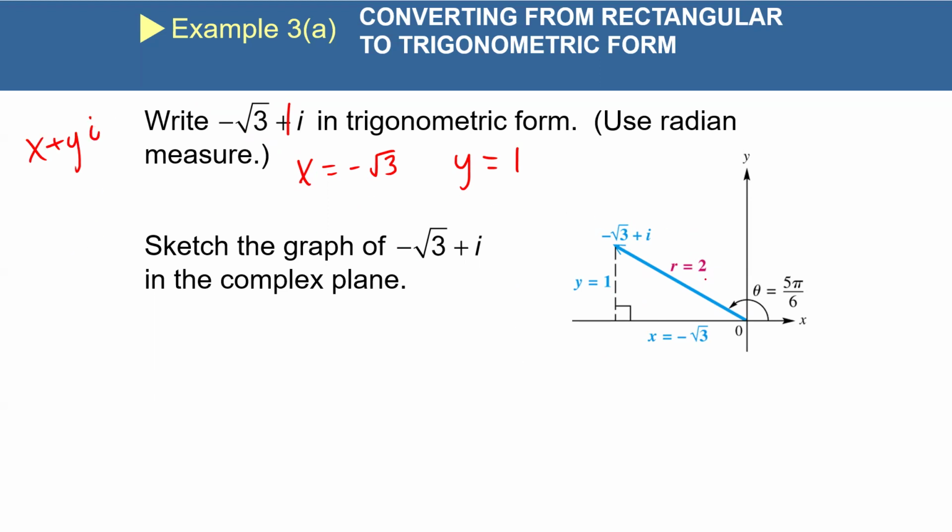And so then to find r equals 2, we had to use the Pythagorean theorem, right? So we're doing r equals the square root of negative square root of 3 squared plus 1 squared, which is the square root of 4. And the square root of 4 is 2. So what angle am I describing?